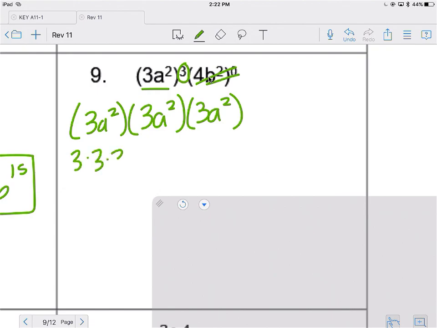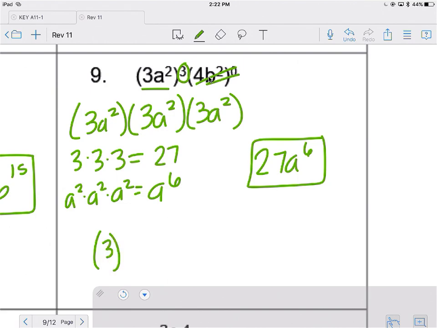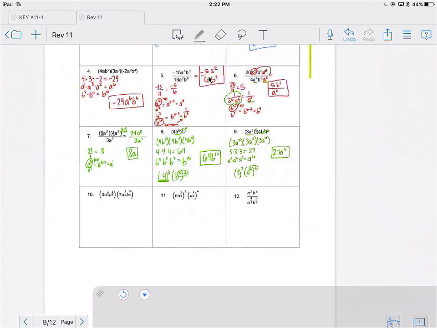Normal multiplication, 3 times 3 times 3 is 27. A squared times A squared times A squared. I add, I have 2 plus 2 plus 2 for a total of 6 A's. Again, your product rule is 3 cubed A squared cubed. 2 times 3 is 6. 3 cubed is 27. So either way you do it, you should be getting the right answers.